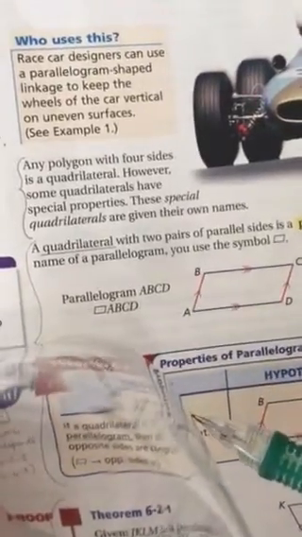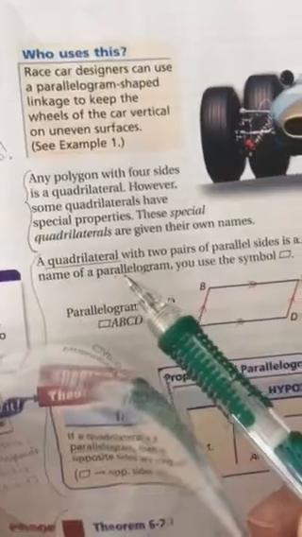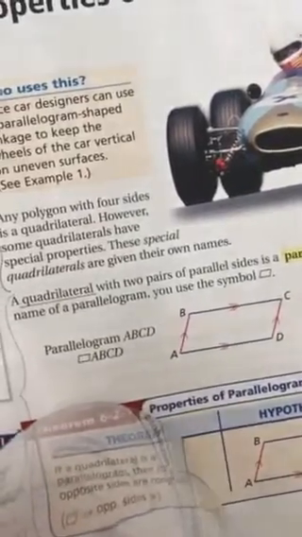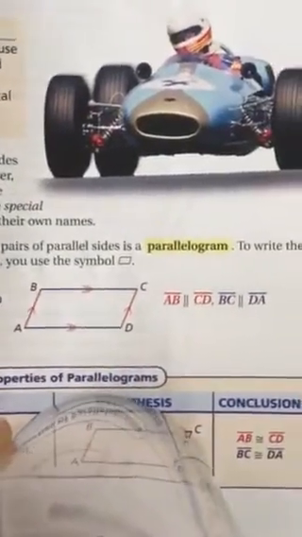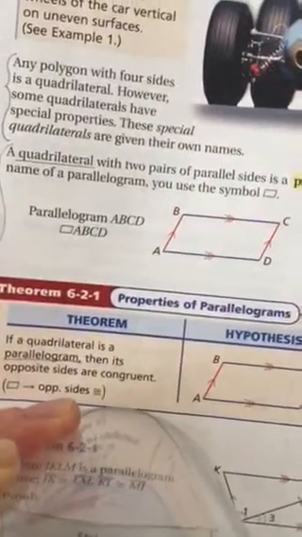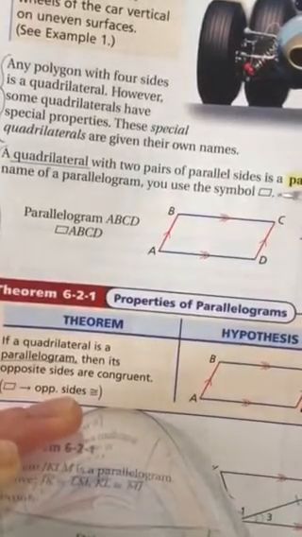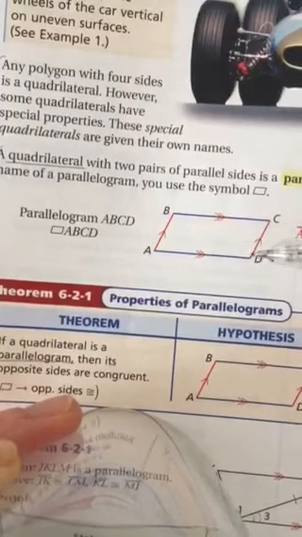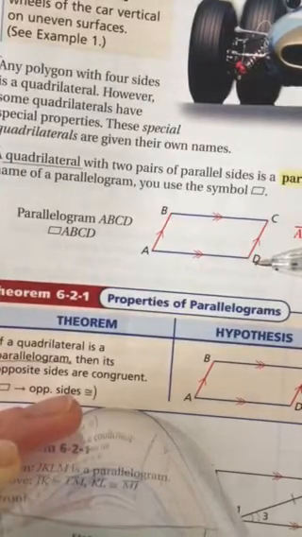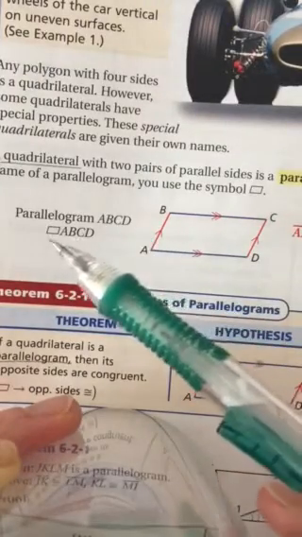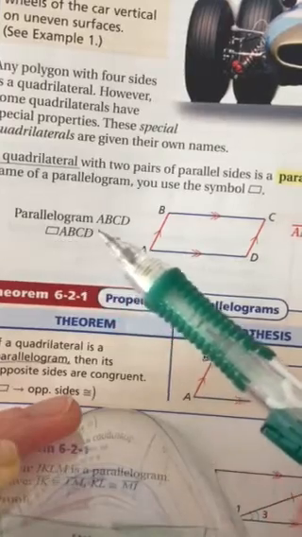We're going to be looking at parallelograms. A quadrilateral with 2 pairs of parallel sides is called a parallelogram. Sorry, I'm not doing a very good job of holding the phone and teaching. To write the name of a parallelogram, you use the symbol that I call a crooked rectangle or a tilted rectangle. So if you'll look at parallelogram ABCD right here, you'll notice that we can either write out parallelogram ABCD or we can draw the symbol for parallelogram ABCD.